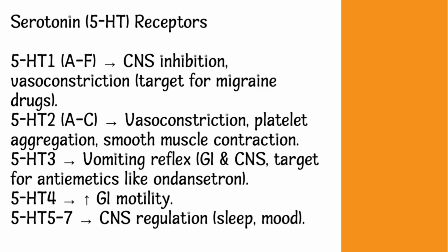The next group we have is the serotonin receptors. They are called 5-HT. Now, the first one we have is 5-HT1. The 5-HT1 is still subdivided into subtypes from A, B, C, D, E, F. Okay, so under here we have CNS inhibition. So it's involved in CNS inhibition. It's involved in vasoconstriction, and it's a target for migraine drug.